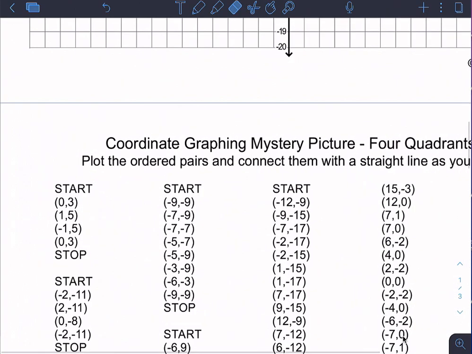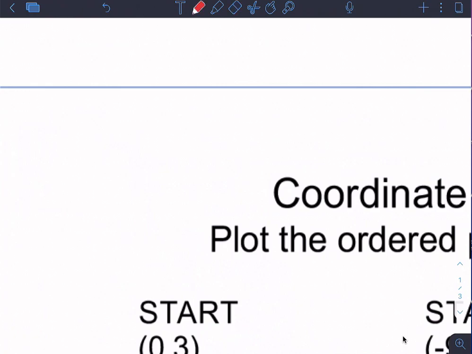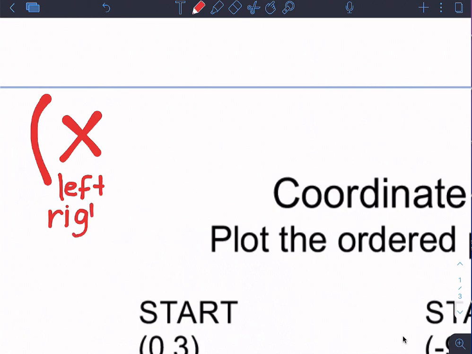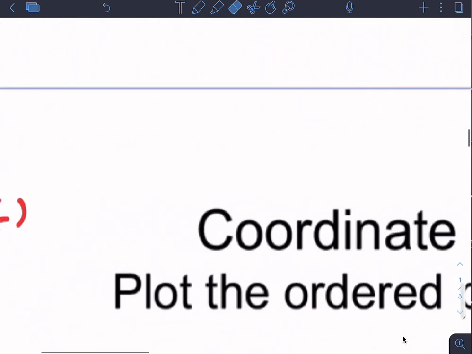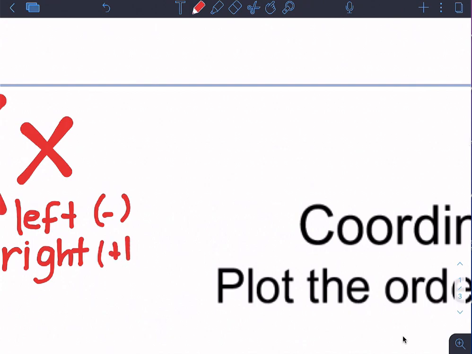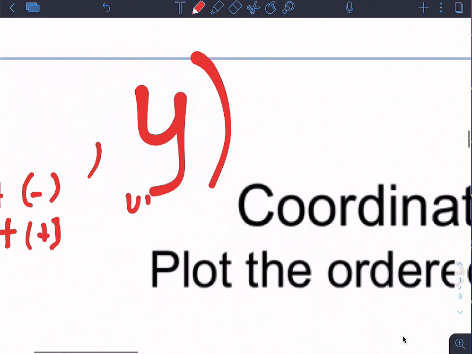Okay, so we have the first point is 0, 3. And what we have to remember, and you might want to write this down on your paper so that you remember, is the first number is always your x value. And this number is going to tell you whether you go to the left or the right. If the number is negative, you go to the left. If it's positive, you go to the right. And the numbers are labeled on there, so that should be helpful. The second number is your y value. So that value is going to tell you whether you go up for positive or down for negative.